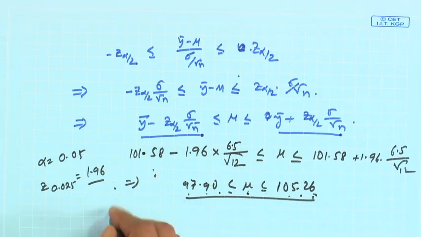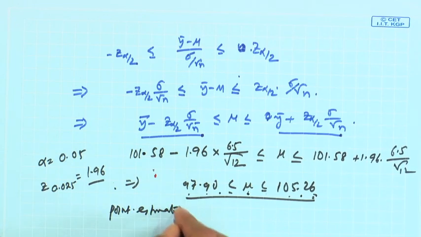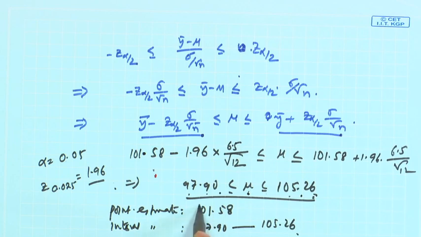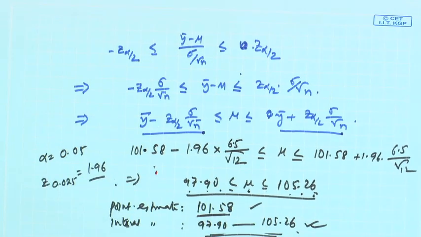So what is the point estimate here? The point estimate is 101.58. The interval estimate is 97.90 to 105.26. Now, see what happened: the point estimate falls within this interval, definitely. So this is the concept of point estimation and interval estimation.